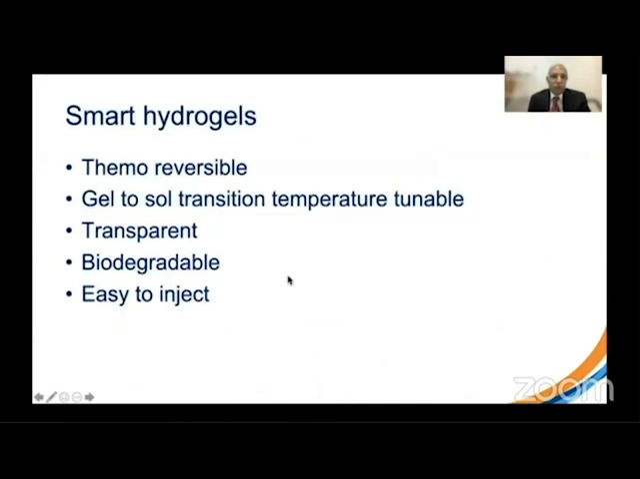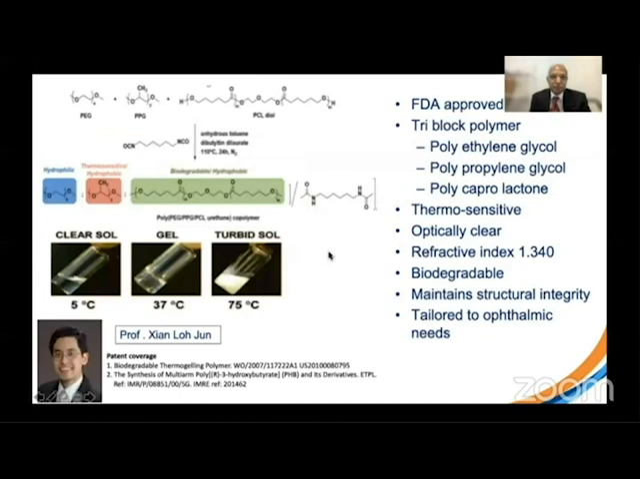And we zoomed down upon smart hydrogels, which are thermoreversible polymers. They are liquid in cool temperature, and when they touch the human eye, they become a gel. So they're easy to inject, but in the eye, they become a gel. And the transition temperature is tunable. These are transparent, they are biodegradable, hence no need to remove, and obviously easy to inject when they are cold.